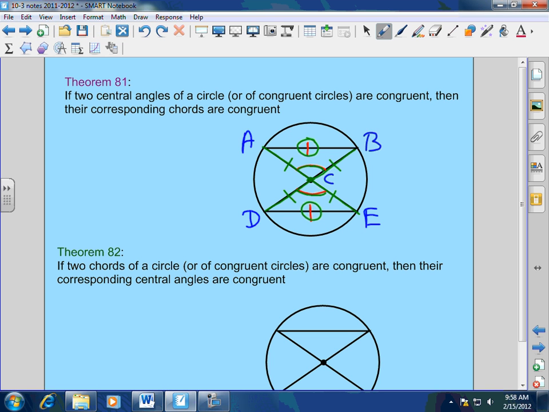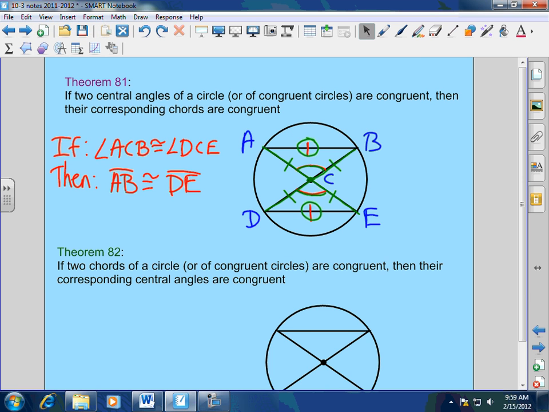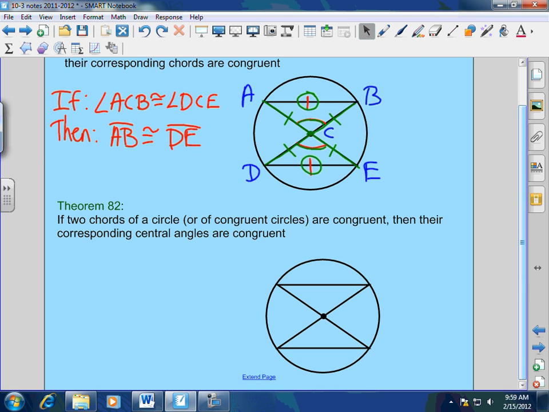But we don't have to go through all of that. We just got to remember and memorize the fact that if angle ACB is congruent to angle DCE, then chord AB will be congruent to chord DE. The converse is true as well.